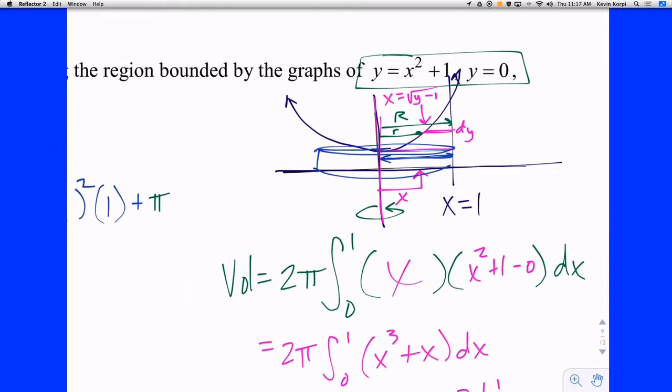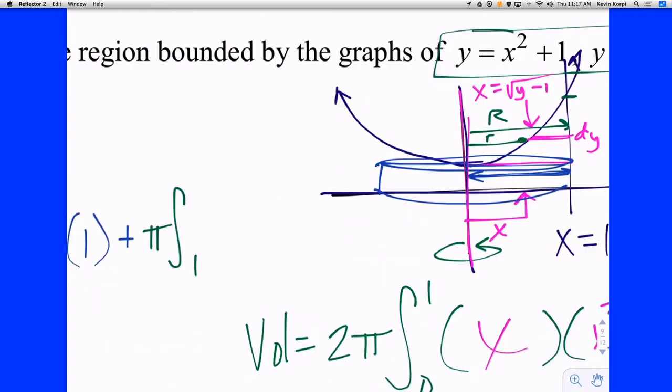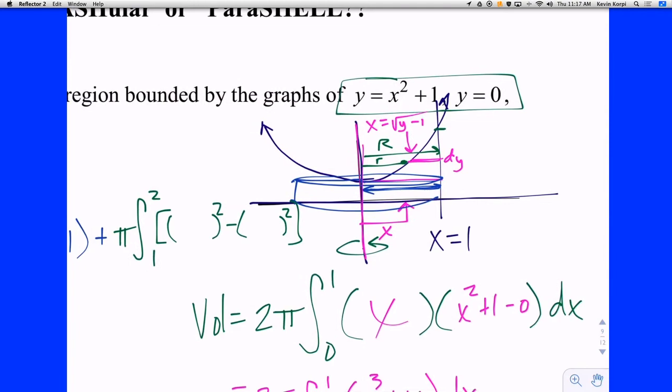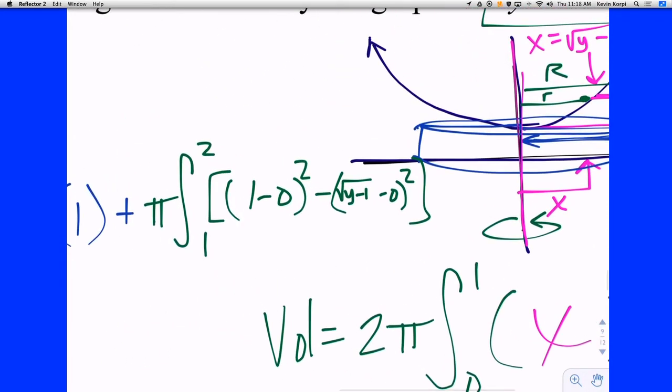We got pi, sum of the infinite slices now from y equals 1 up to y equals here. What's the y value on the parabola when x is 1? 2 of beefy bracket big R squared minus little r squared. And then big R is going to be 1 minus 0, or just 1. And then little r is going to be the square root of y minus 1 minus 0, or just the square root of y minus 1 squared, which ends up being just y minus 1 dy.